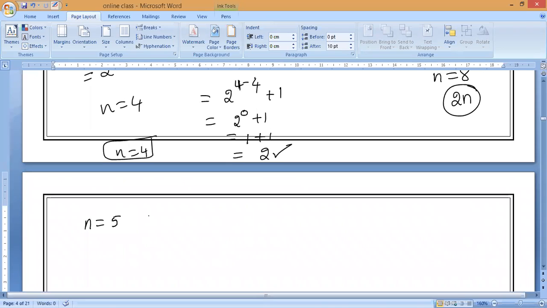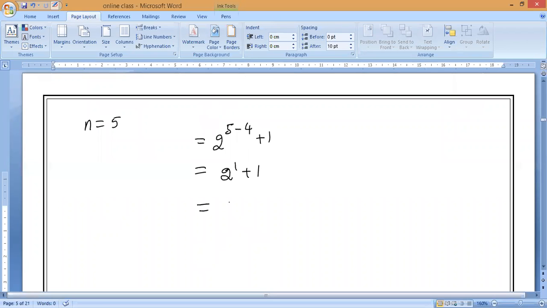Wait, it won't come, I will say. n equals to 5. Tell me, guys. 5 minus 4 plus 1, which equals 2 power 1 plus 1. If you speak, it is good. If I am the only one saying, how will it be good? So 2 plus 1 equals 3. Is it okay, guys?